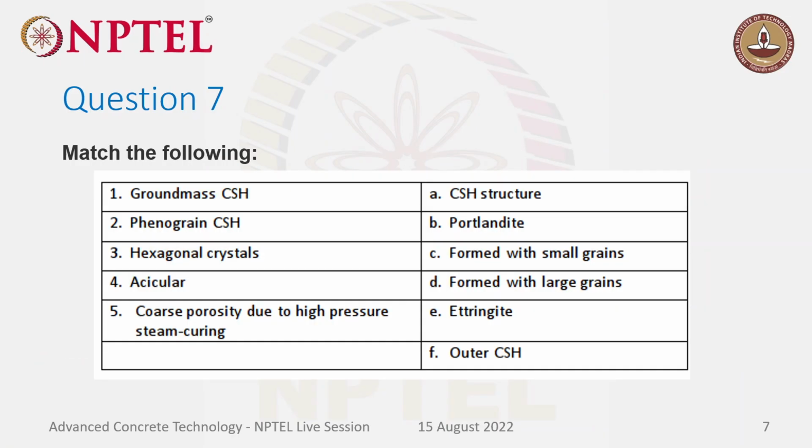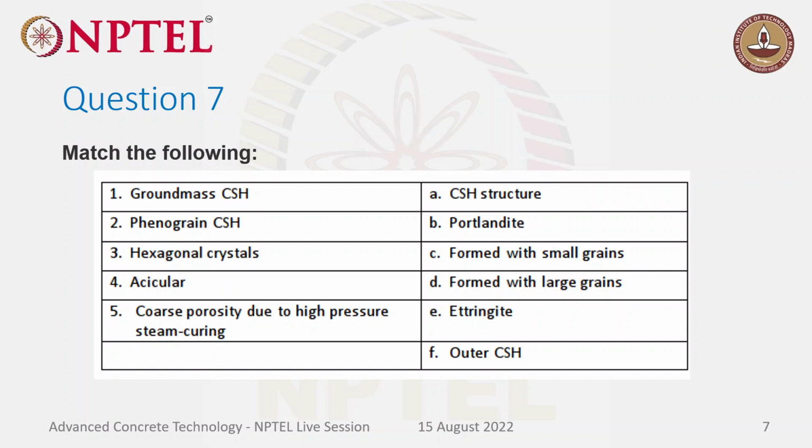So question 7, you have to give your answer in the chat box. It's not posted in polls. Okay. So you have to match the following. Ground mass CSH is nothing but outer CSH, and phenograin CSH is nothing but inner CSH, as discussed in question 1 or 2, I am not so sure. So when will ground mass CSH be formed, and when will phenograin CSH be formed? You have to match the correct one. I have explained this in question 1 or 2, I suppose.